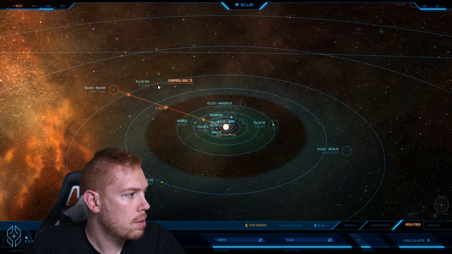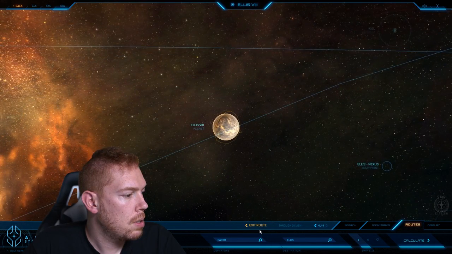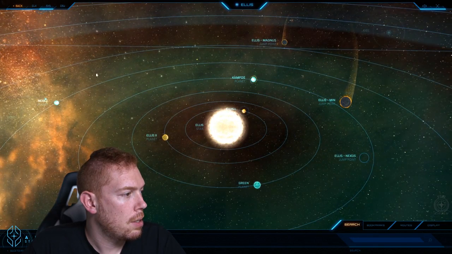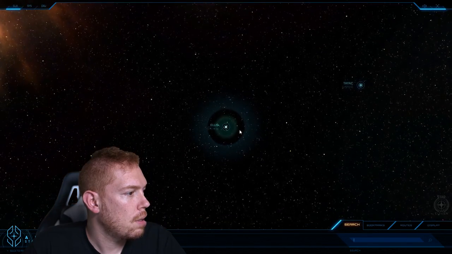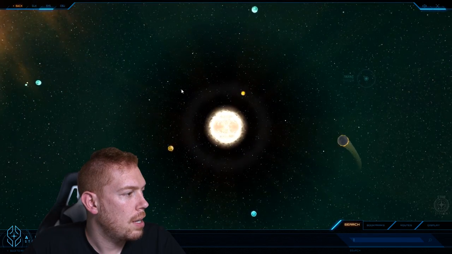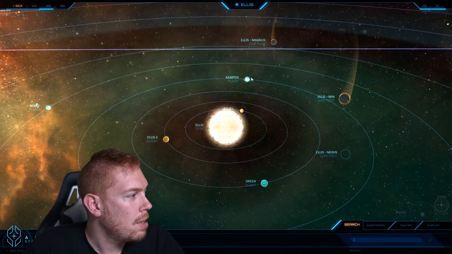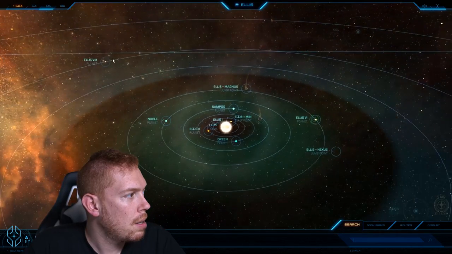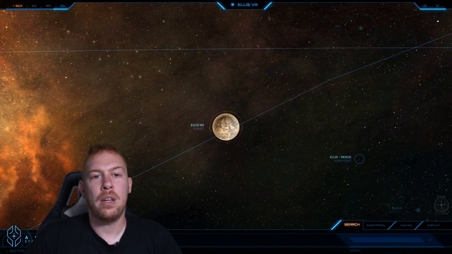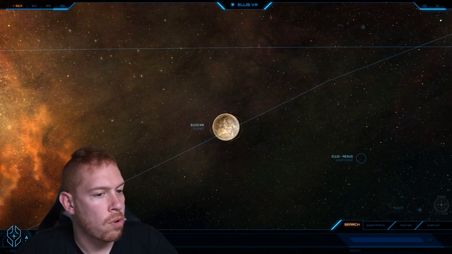all the way over here. Oh, there we go. Here we go, we're going to head now, for real, to LS8. Now, LS8 is a rocky dwarf planet.